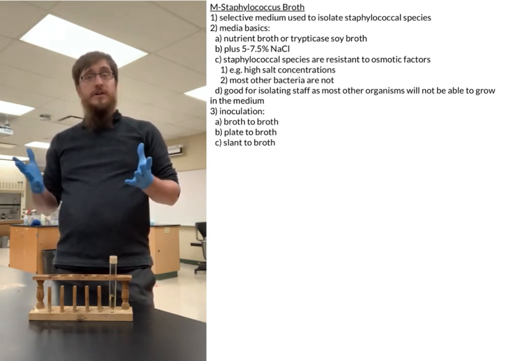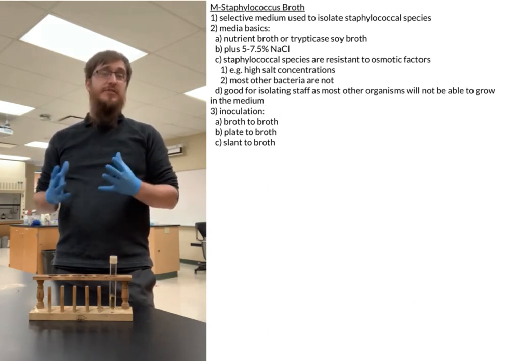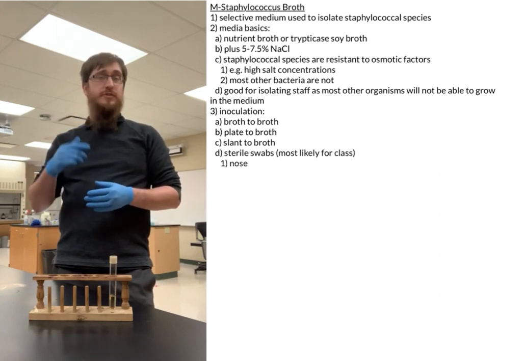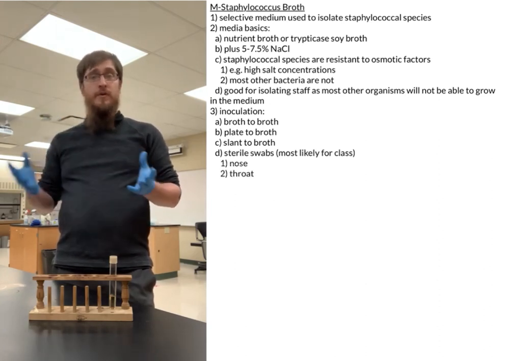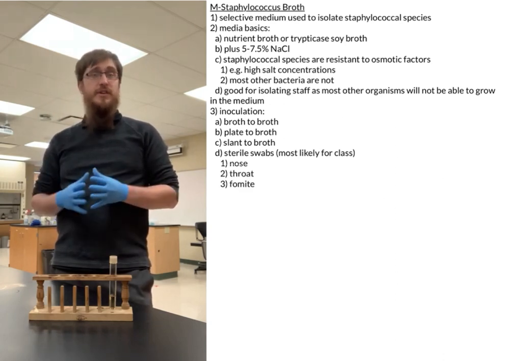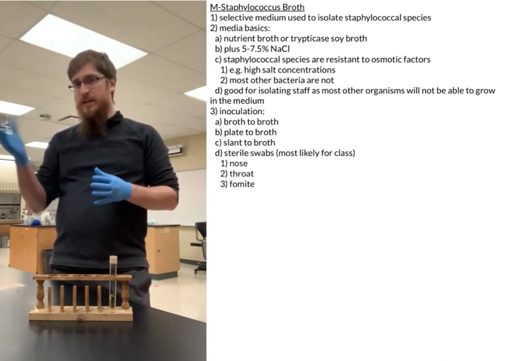But most likely what we're going to end up doing in class is using sterile swabs. And in this case, you'll probably be swabbing things like your nose, the back of your throat, or a fomite, and these will then go in separate M-Staph tubes so that we can eventually see what type of staph we have on our body and around our lab.